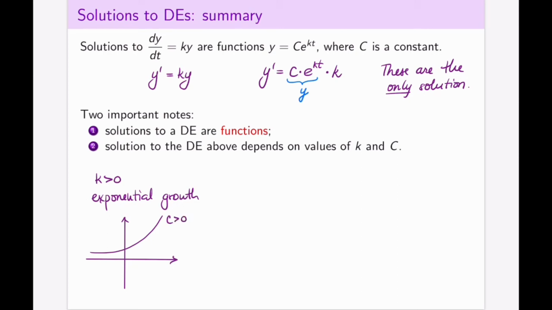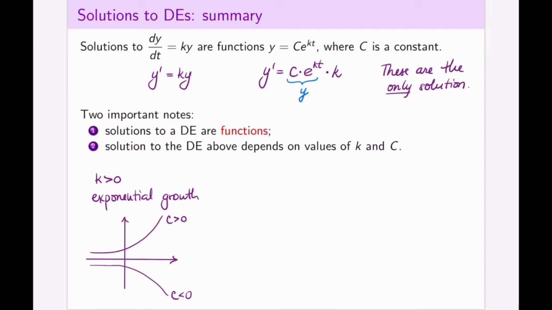What happens if c is negative? Now, this is not likely to happen in real-life applications, but for mathematical completeness, let's consider that case. If c is negative, I'm going to get the exponential function, but with a negative in front of it, which means that everything gets negated. So what I actually have is the graph that looks like this.